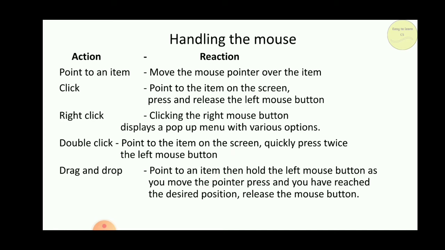So these are all the actions and reactions performed by the mouse. If you move the mouse pointer over the item, it is known as point to an item. Point to the item on the screen, press and release the leftmost button, it is known as click. If you click the rightmost button, it displays a pop-up menu with various options.